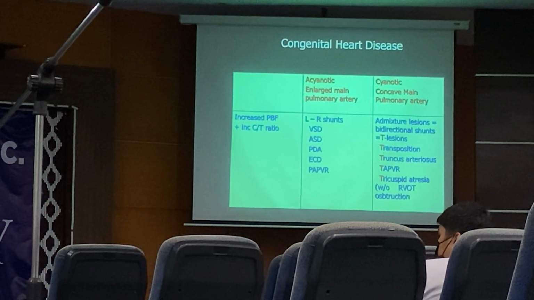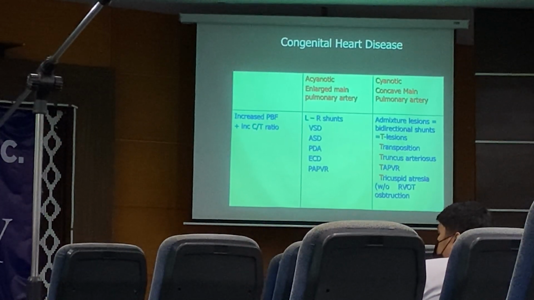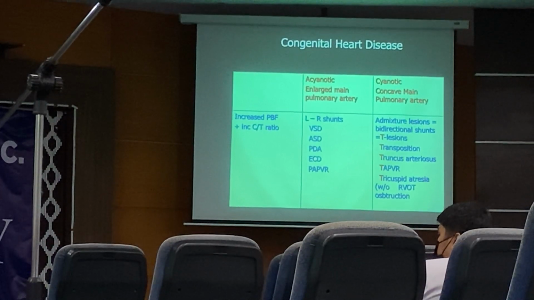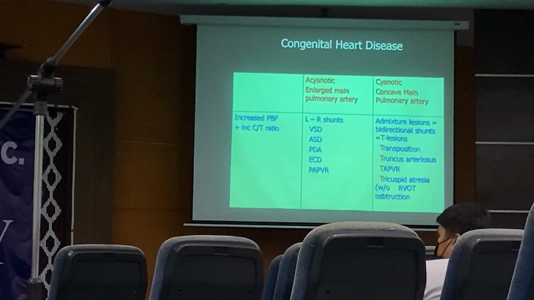In T lesions, a baby would come in with violet shoes. You know what they call a blue baby, right? When the baby cries, they become violet or dark. So among the T lesions, what's the most common?